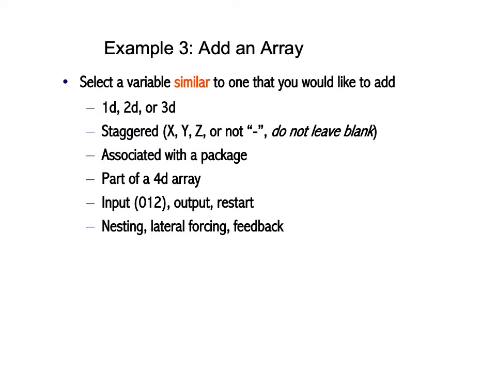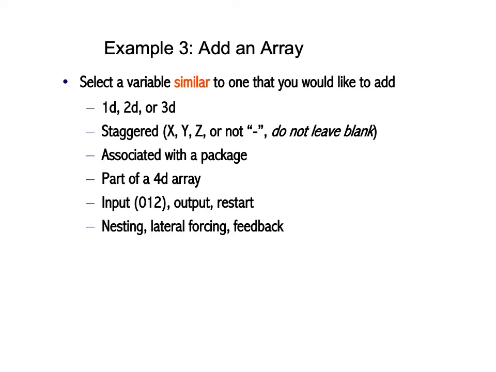So, things that we look for. Is this a 1D, a 2D, or a 3D array? How is this variable staggered? Does it look like a U variable, a V variable, W, or G at potential? Does it look like temperature or pressure? The staggering: X, Y, Z, or a dash? Is it particularly associated with a package? For example, is it one of the 4D array indexes?